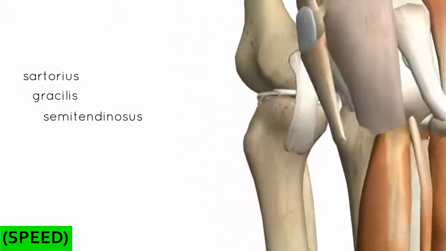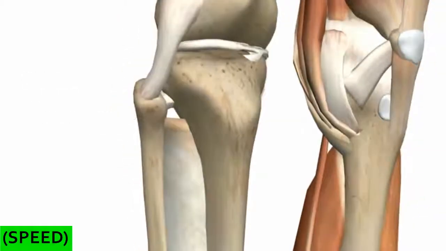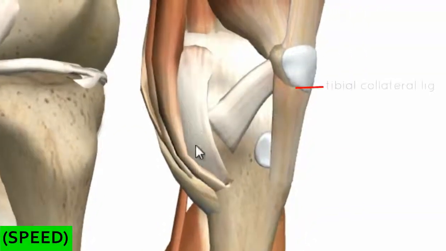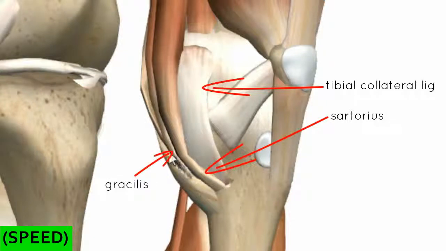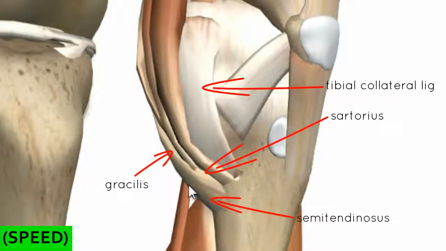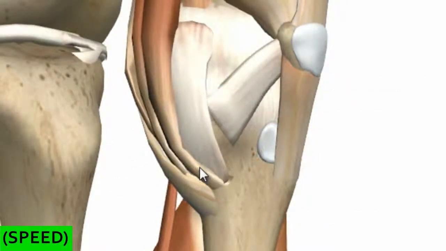semitendinosus. So if I just rotate the model around, you can see the tibial collateral ligament here, and the three tendons of the sartorius, gracilis, and the semitendinosus muscle. So the tendinous insertion of these three muscles is collectively referred to as the pes anserinus. So these three insertions could be remembered with the mnemonic sergeant, so SGT, so sartorius, gracilis, and semitendinosus.